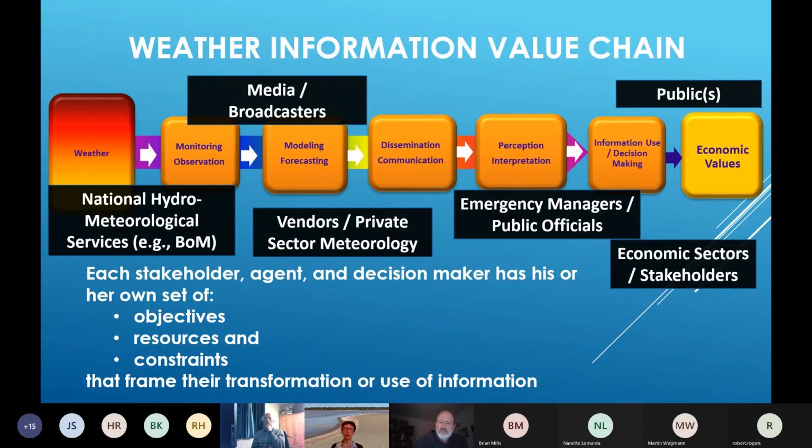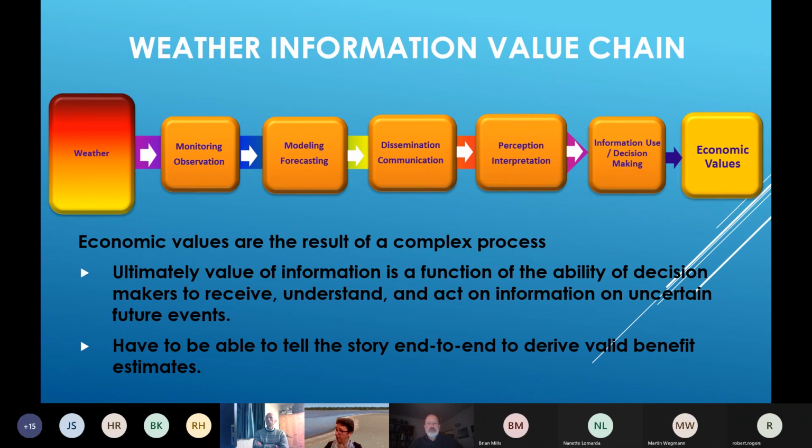And again, each stakeholder or decision maker in this process has their own set of objectives, their own resources and constraints that transform or control or affect their use of the information. Recognizing that maybe an emergency manager has a very different objective than, say, someone in the transportation field or someone building satellites for observations, the value chain is not a simple linear process, but goes through all these different actors and agents with different roles that they play. So ultimately, economic values are the endpoint of this very complex, nonlinear process of transforming weather observations into economic values used in decision making.